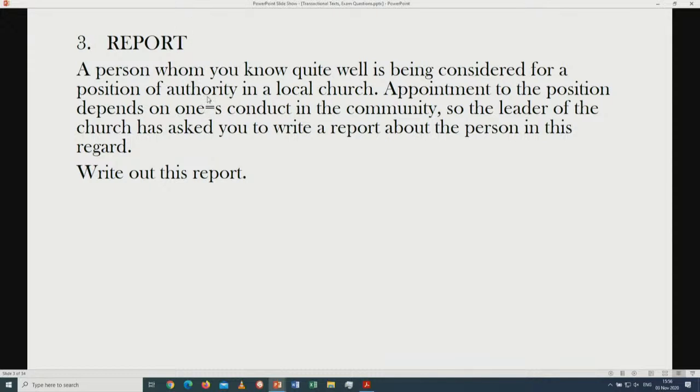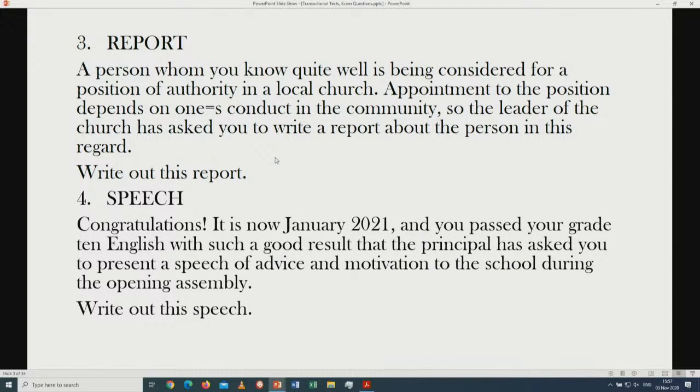Oh, I see we've got a format change there. When I copied and pasted from the exam, I see the PowerPoint has made an alteration. I never noticed that. Sorry about that. Okay, there we go. Speech. Now this one, I confess I modified it to update it. You know, just take a look at that. This one would be highly recommended. It's fun. It's now January 2021 and you passed your grade 10 English with such a good result that the principal has asked you to present a speech of advice and motivation to the school during the opening assembly. Wow!